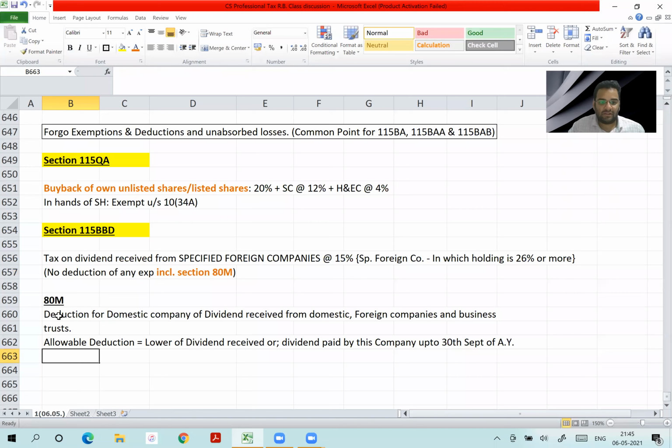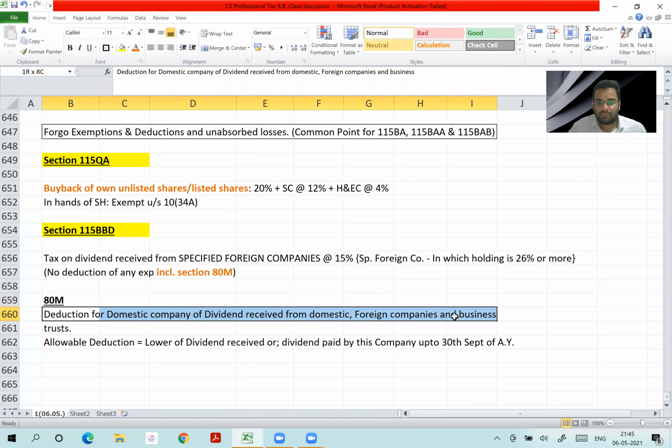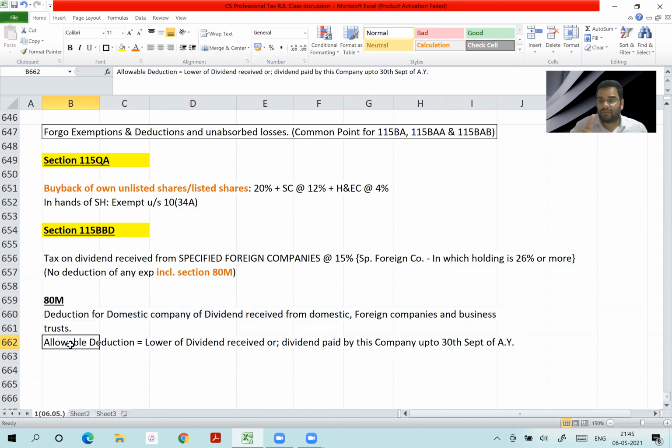And then you have seen what is ATM. ATM is deduction for a domestic company of dividend received from a domestic or foreign company or business trust. The allowable deduction will be the lower of dividend received or dividend paid by this company up to 30th September of the AY. Of these two, whichever is less. Is everything clear to all of you?